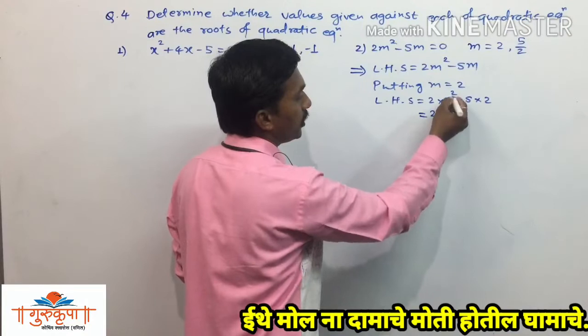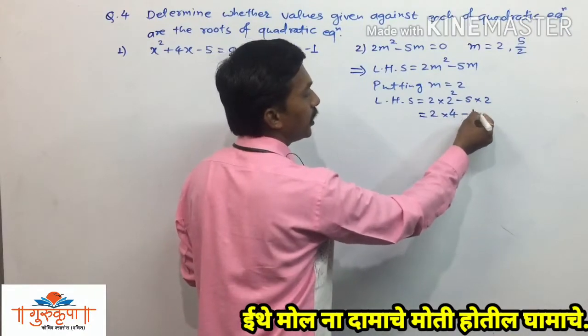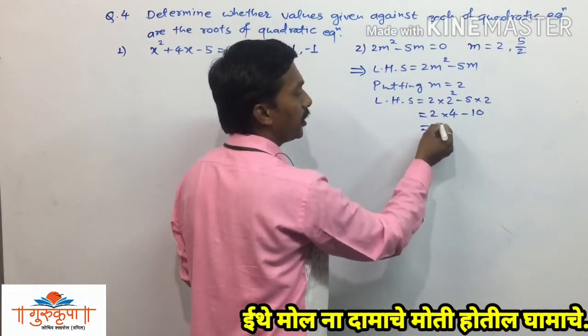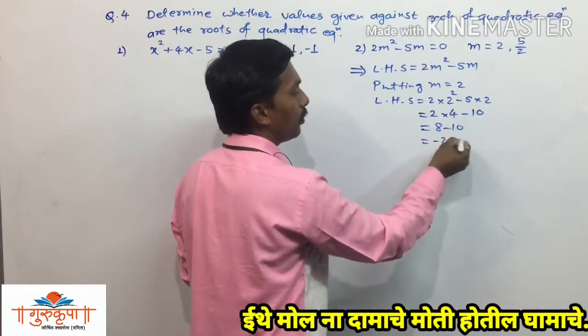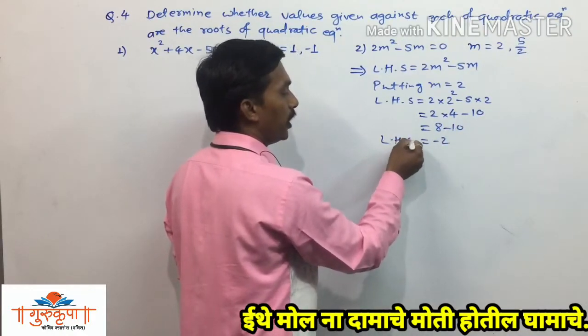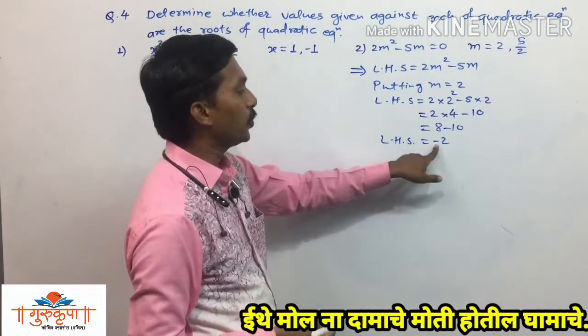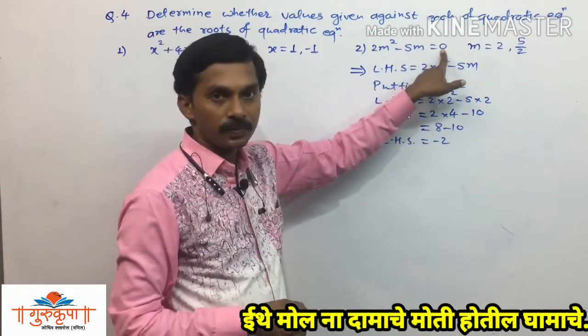This 2 remains as it is. 2 square is 4 minus 5 2s are 10. This is 2 4s are 8 minus 10, which is equal to minus 2. Now we get the value of LHS as minus 2 and the RHS is already 0.